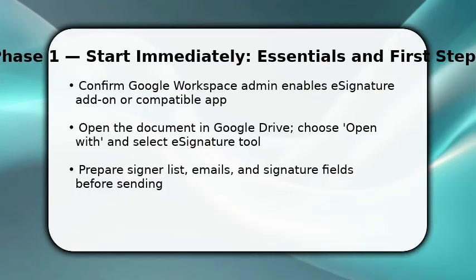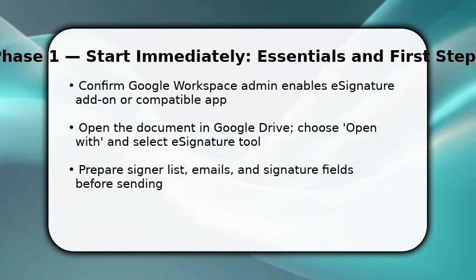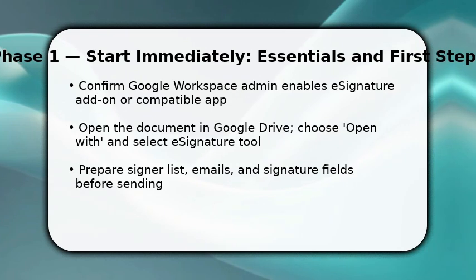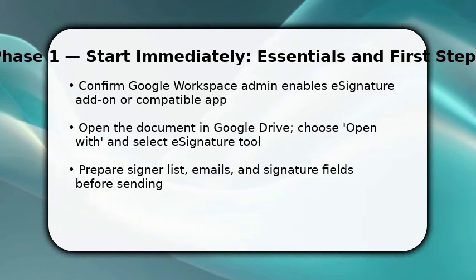Enjoy the video. You start by confirming your workspace admin has enabled the e-signature add-on. This gives you the tool inside Drive. Open the document you need and choose Open with the e-signature app so you can place fields directly.